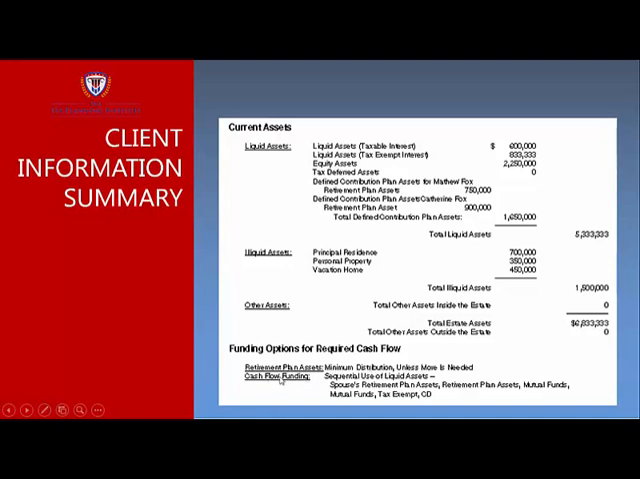The retirement plan assets, we're going to take minimum distribution unless they needed more. And the cash flow funding, in other words, where is our sequential asset for cash flow coming from? We used spouse's retirement plan assets, then his retirement plan assets, then mutual funds, then his second series of mutual funds, then tax-exempt bonds, and then the CD, just to give you a bad example of what people might tend to do.